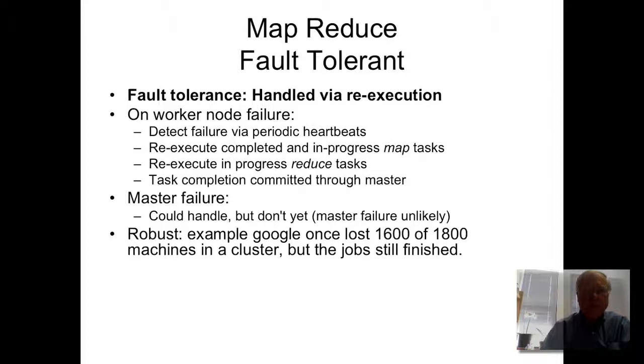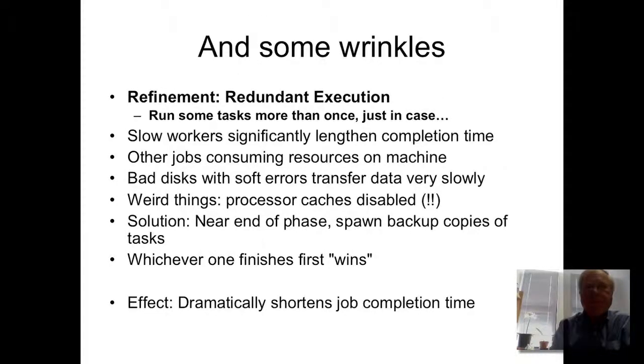Very robust. One example, Google was doing some long weekend run. This is early days of Google, and they had 1,800 machines in their cluster. And I don't know what happened, a switch died or something, but 1,600 of the 1,800 machines went offline. However, there were enough replicas that no data was lost. The MapReduce jobs kept going, albeit much more slowly, because they'd lost most of their capacity, but the job still finished, just a little bit more slowly, or a lot more slowly.